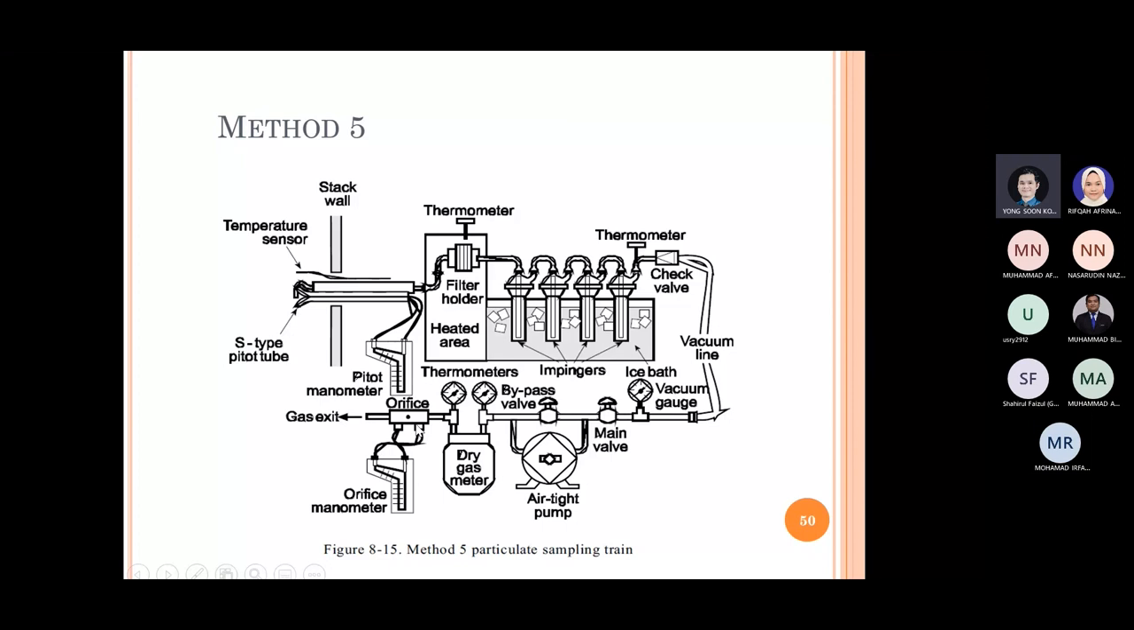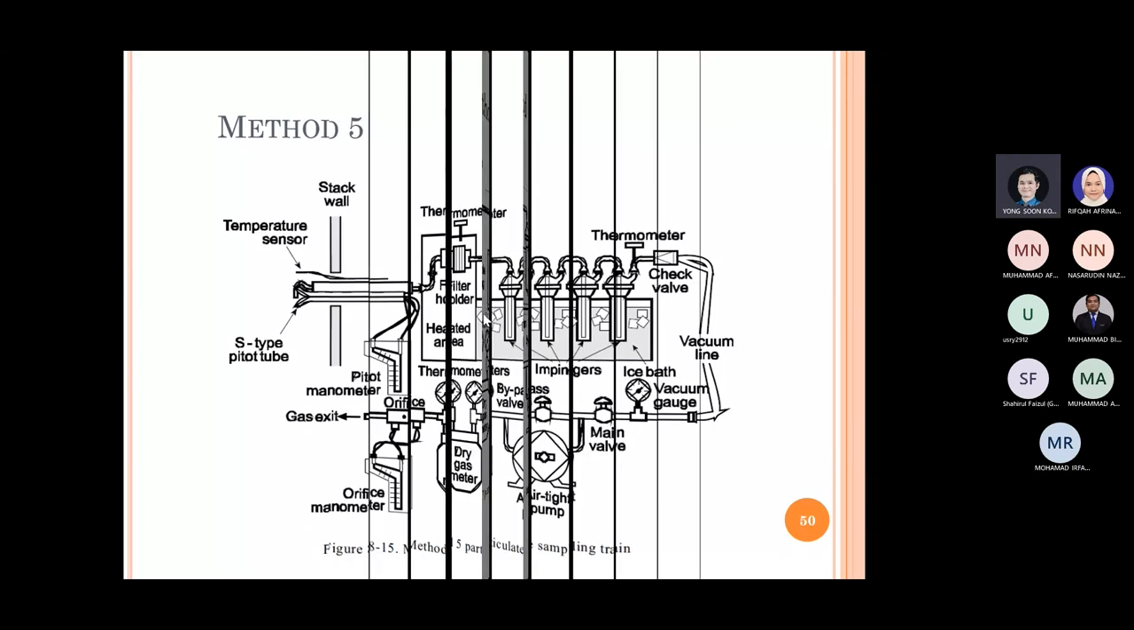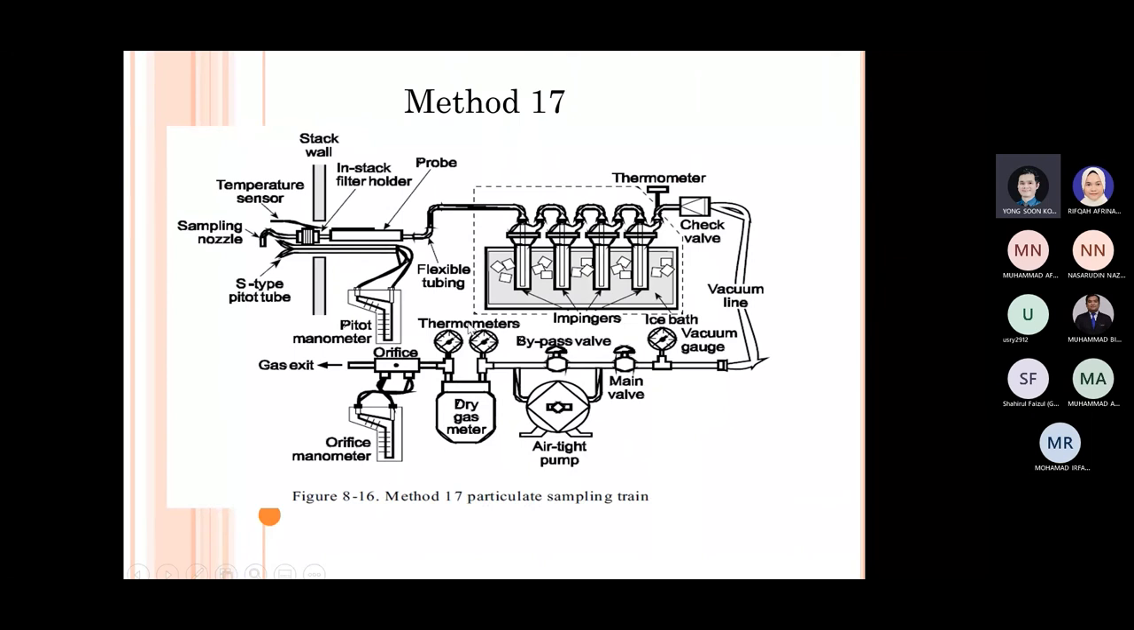So what's exiting this gas exit is supposed to be very clean. All of them have been removed. So what is the difference between method 5 and method 17? It's actually right here. Only in method 5 do you have this heated box, just before the impinger. So method 5 has this heater box, whereas method 17 does not. You can see it's missing. They don't have this heater box, but rather they sample directly from the emission air, in which they still have a filter, but this filter is exactly inside the stack.